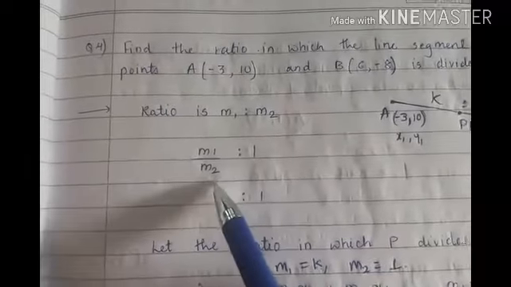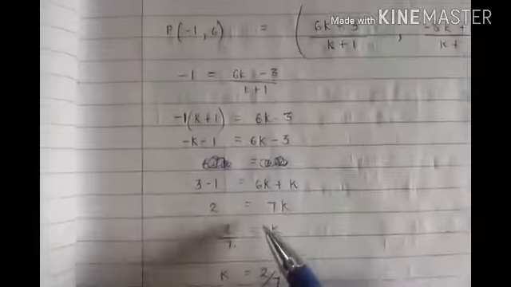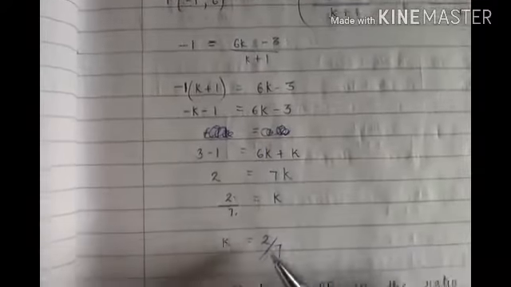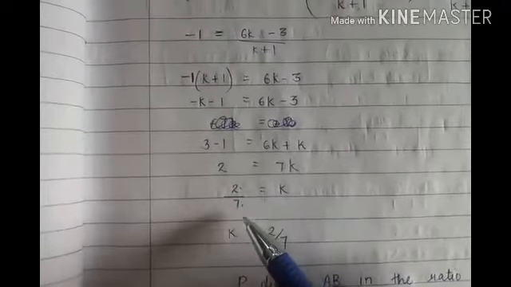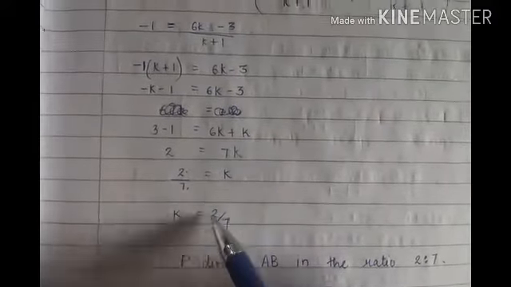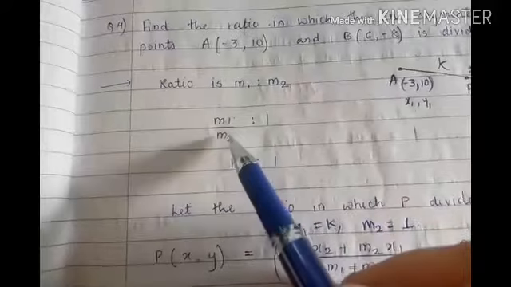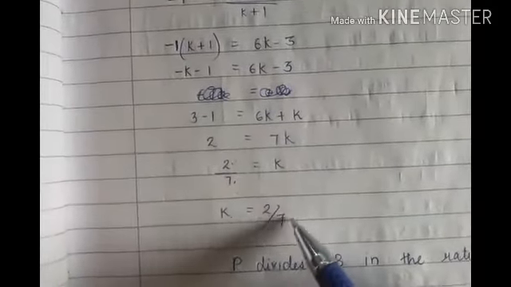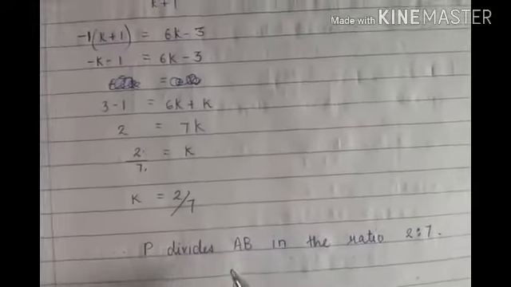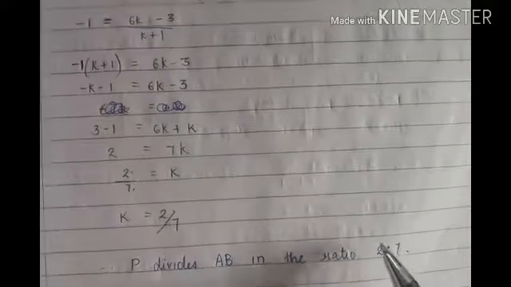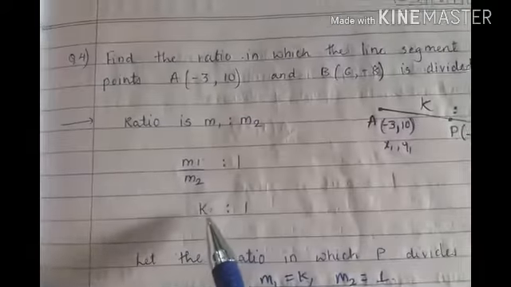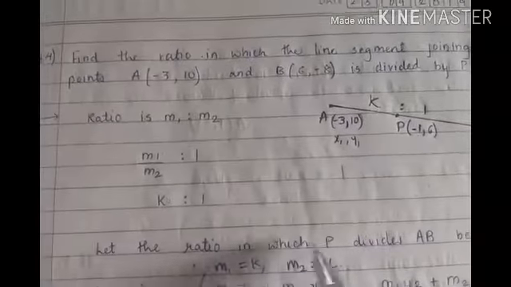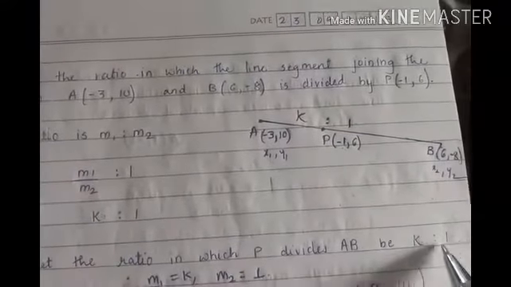What is K? K is M1 upon M2. So M1 upon M2 you have got as 2 upon 7. So this is the ratio, 2 is to 7. So P divides AB in the ratio 2 is to 7, because K is M1 upon M2. A very, very important question. I repeat, when you are asked to find the ratio, you have to take the ratio as K is to 1. Let the ratio in which P divides AB be K is to 1.